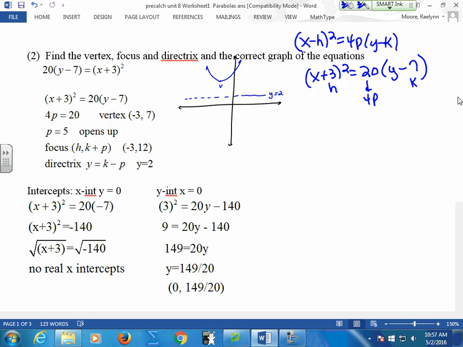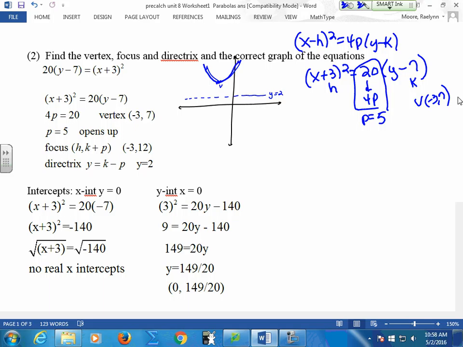So now, what's my vertex? Good. Comes out the opposite way. Negative 3, 7. And what's P equal to? 5. If 4P is equal to 20, then P is equal to 5. So it's positive. It's an X squared. X squared can open up, can open down. When P is positive, it opens up. So far, I got this going on. I found my vertex. Let's do my graph.